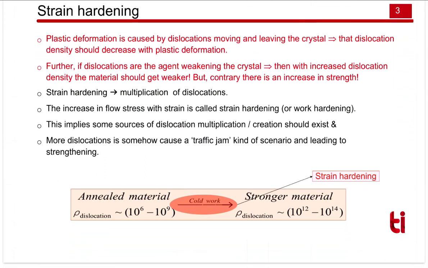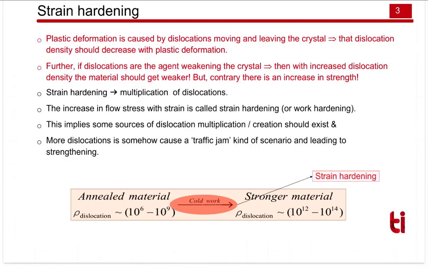Now let us suppose you are having a material and you cold work that material. Each material is having some dislocation density within it. A normal material, annealed material, is generally having a dislocation density of 10 to the power 6 to 10 to the power 9. Now if you want to make it stronger, you cold work the material, some kind of mechanical working.